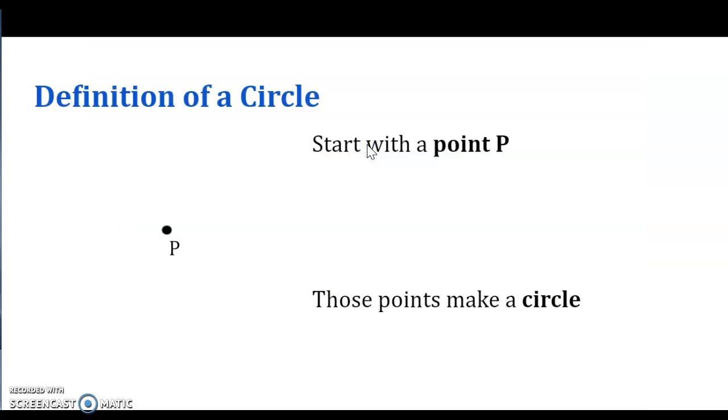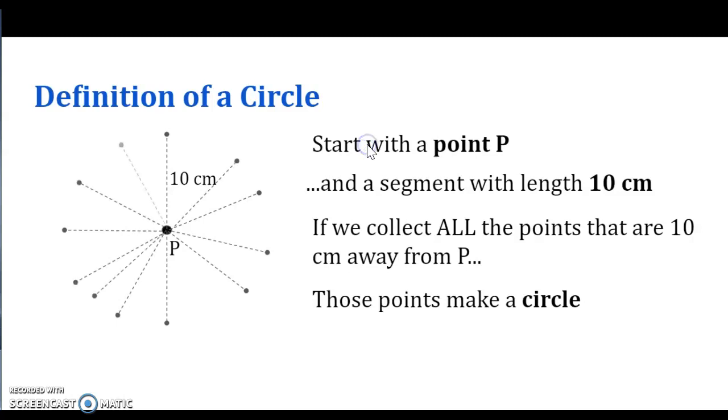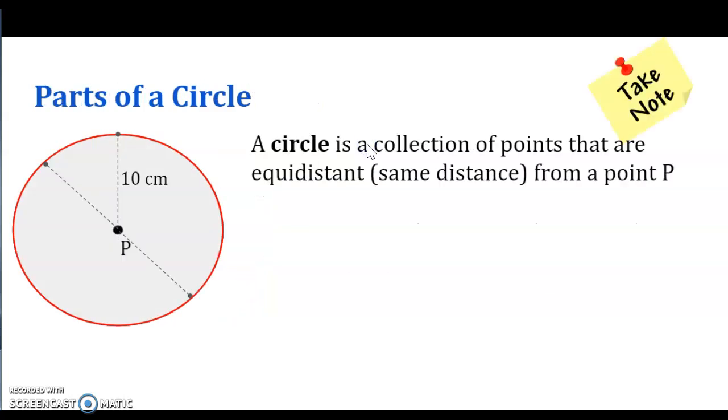So, the definition of a circle. What is the definition of a circle? Well, you start off with a point P, and then you draw a line segment with a length of 10 centimeters. And then you do the same, going in different directions, and keep doing that, 10 centimeters from that point P. If you keep doing that many times, you are going to find a collection of points that make a circle. That is the definition of a circle: a collection of points that are an equal distance, that means the same distance, from the point P. So you should be taking notes right now.